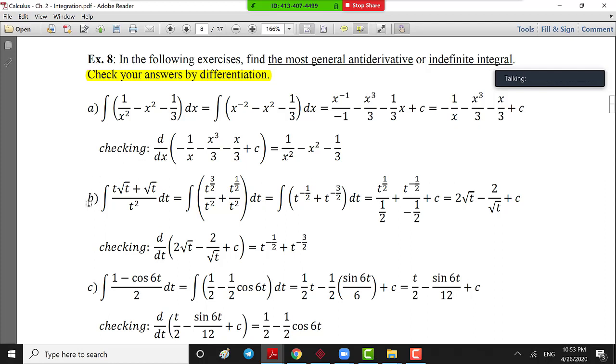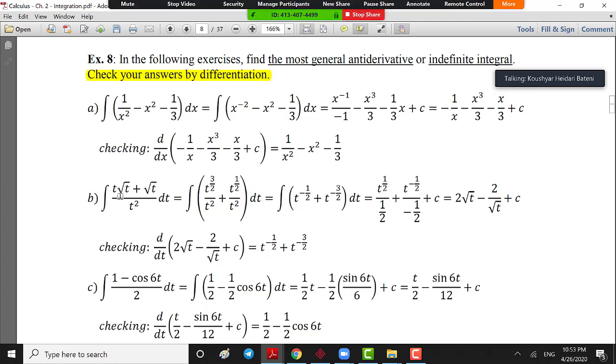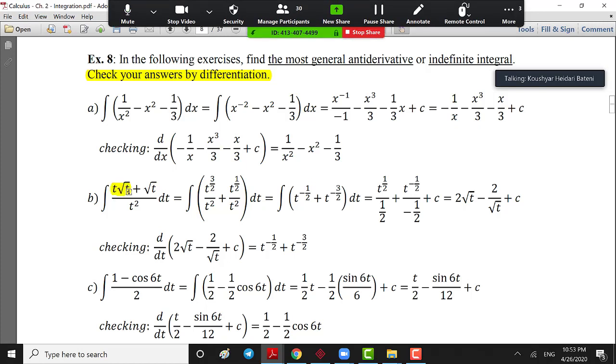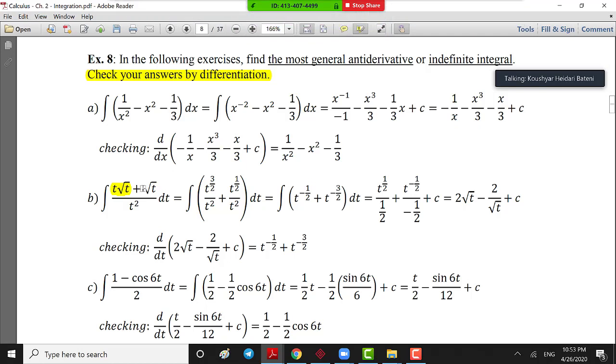Now, case B. You're supposed to calculate the integral of t square root of t plus square root of t over t squared dt, right? Now, the good way to do that is not to factorize square root of t in the numerator, but to write this in the form of a power function, also this in the form of a power function, then separate this fraction into two fractions, and then continue from there.